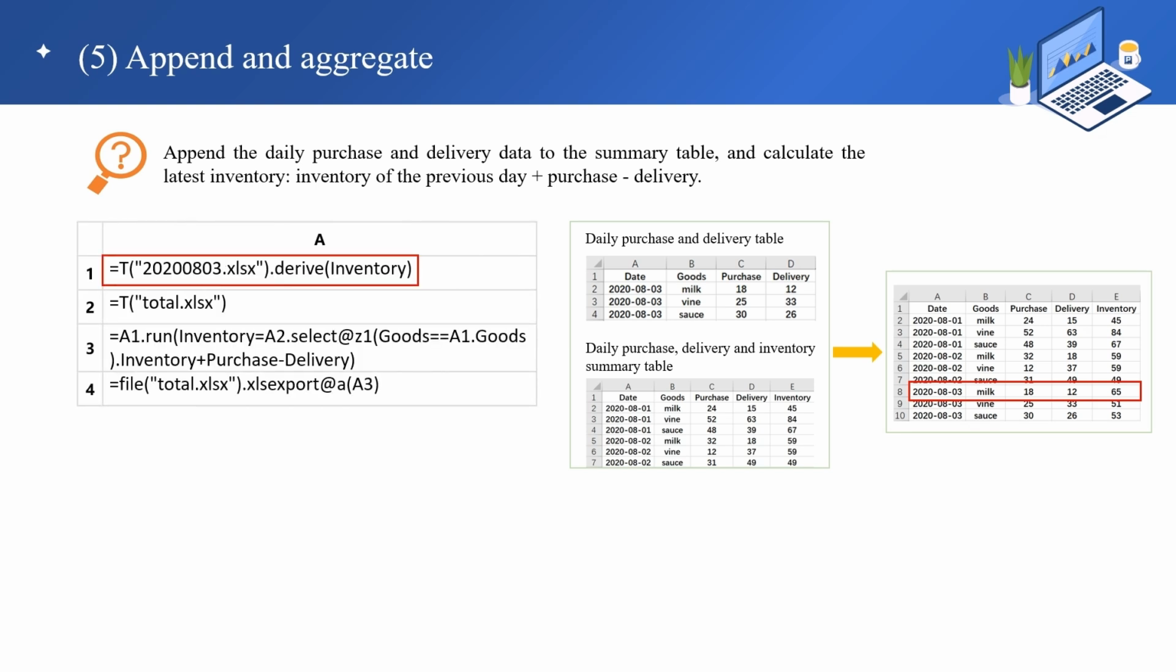A1. Read the data of the current day and add a new column inventory. A2. Read the data of the summary table. A3. Loop through every row in A1 so that the value of inventory is the inventory of the last goods in the summary table plus the current purchase and minus the current delivery. The Z1 option means to select the first row that satisfies the condition from back to front. A4. Append and save the result of A3 to total.xlsx, and the A option means to append data.